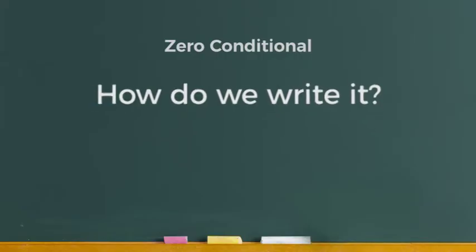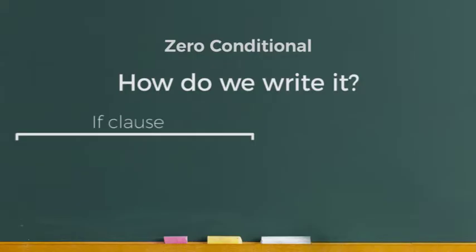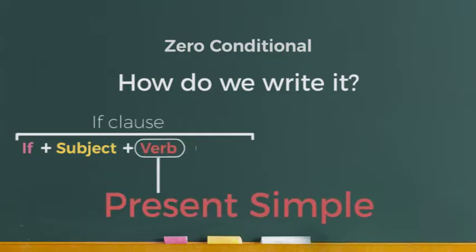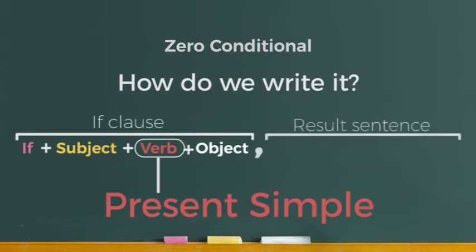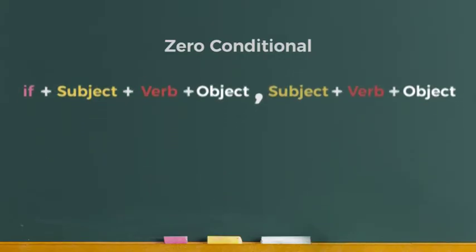To write a zero conditional correctly, we need to follow this pattern. First, we write the if clause. So, we start with the word if plus a subject. Then we write the main verb, always in present simple, and then we use an object if necessary. After that, we need to write the result sentence. This sentence starts with the subject, the main verb, which is also in present simple, and finally we write an object if it's necessary.